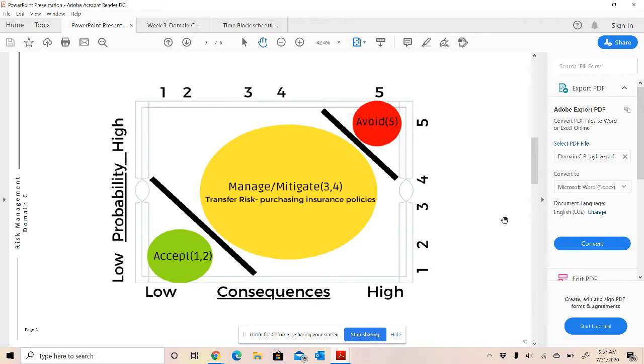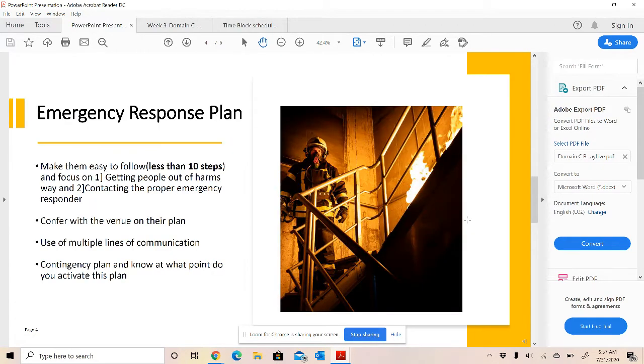If they're high, hurricane season is a high risk. If you're holding an event on the beach in hurricane season, there's a high probability that it will rain. The consequence, if this is where your event is being held, would ruin your event. So that's going to be a number 5. So that is when you would want to avoid the risk. So that's just a cool little scale.